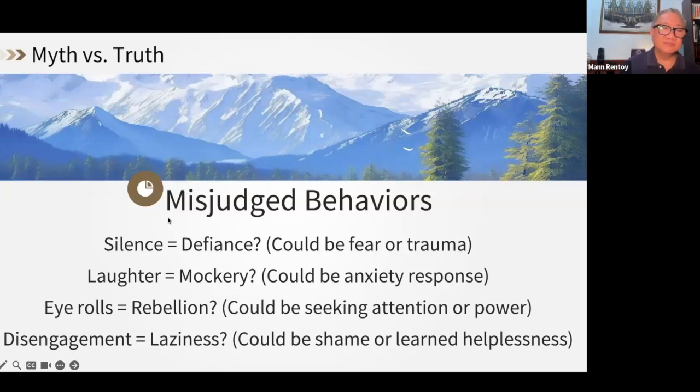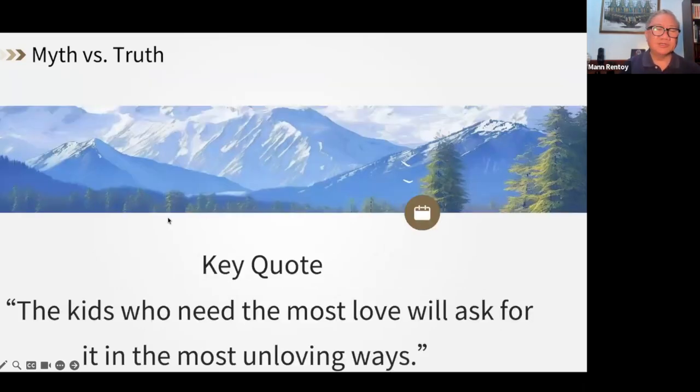No? So here is a very important key quotation to keep in mind. The kids who need the most love will ask for it in the most unloving ways. That is something we need to think about. The kids who need the most love will ask for it in the most unloving ways.